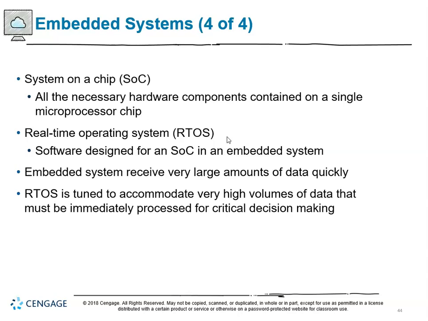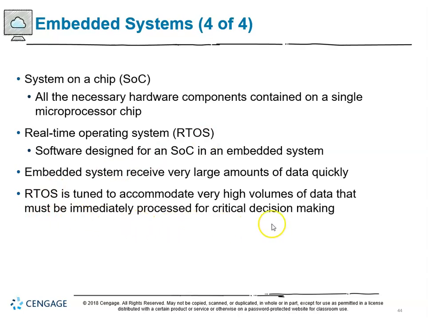It had to be able to receive signals from the landing radar and process them in the landing control operating system software to give meaningful data to the astronauts to tell them whether or not they should proceed on programmed descent or abort and return to the command module. Lastly, the slide here is talking about real-time operating systems having to be tuned to accommodate very high volumes of data that must be immediately processed for critical decision making.